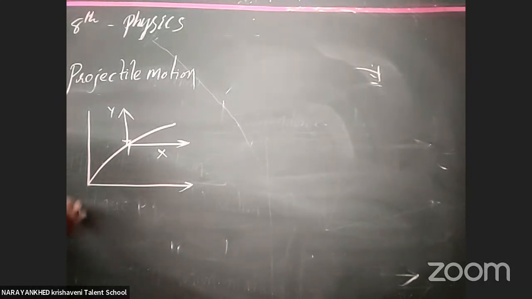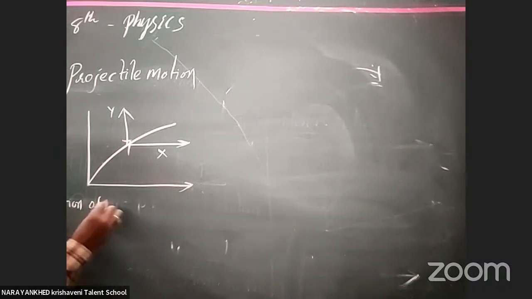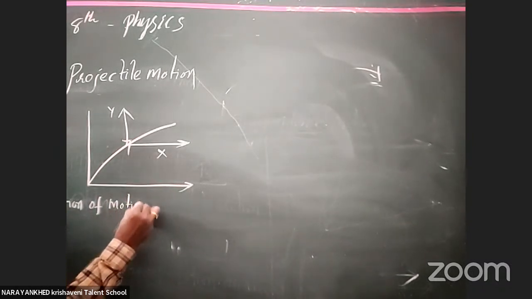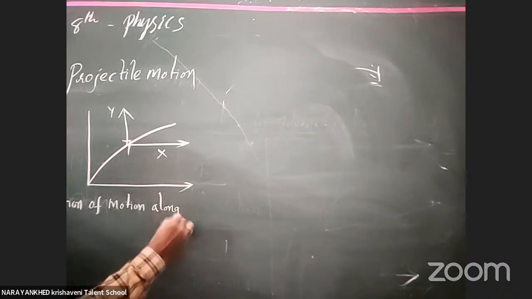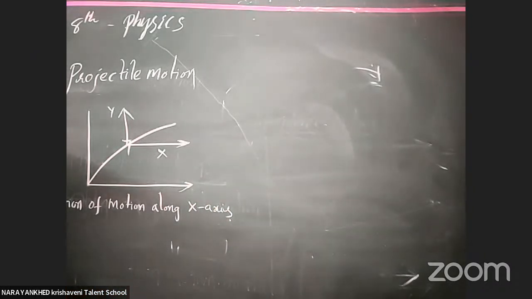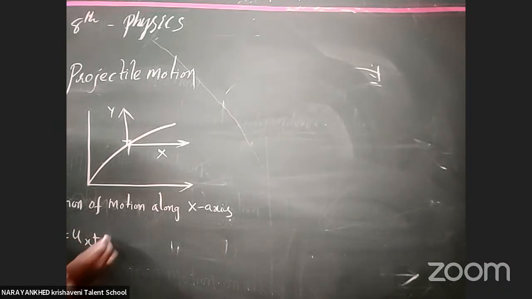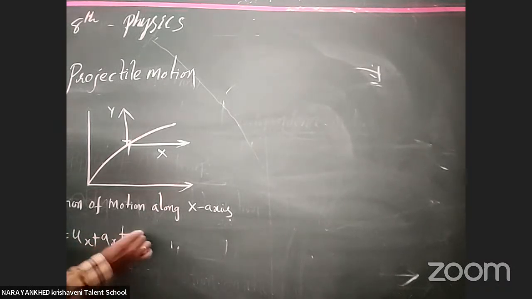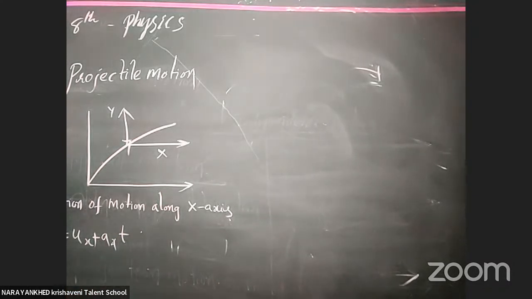Equation of motion along x-axis. We take along the x-axis. At that time we take Vx equal to Ux plus Ax t. The time changes depending on the axes as well as the components. This is the first equation of motion. You know very well. Next, Sx.